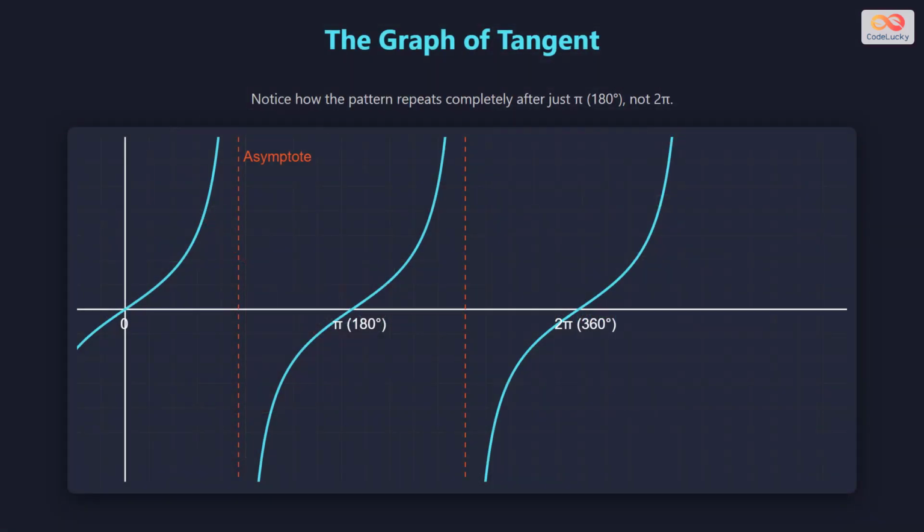If we graph this, we can clearly see the result. Unlike the sine wave, which takes a long time to repeat, the tangent curves repeat every pi units. Every 180 degrees, the cycle of slopes, from 0 to positive infinity to negative infinity and back to 0, completes itself.